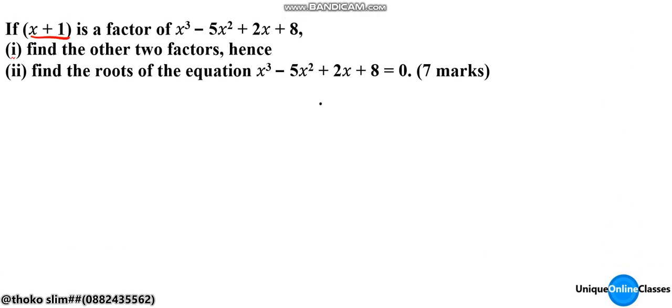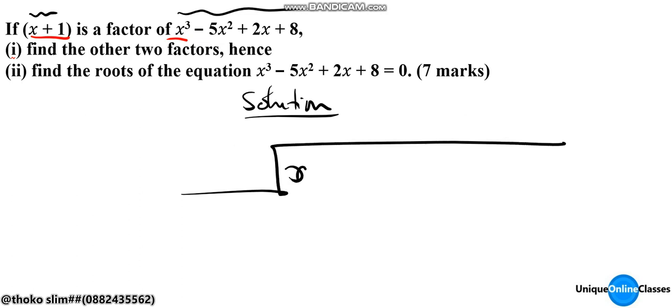If x plus 1 is a factor of x cubed minus 5x squared plus 2x plus 8, find the other two factors. So we should find the roots of the equation x cubed minus 5x squared plus 2x plus 8 is equal to 0. Solution: with the divisor x plus 1 and the polynomial, to find the other two factors, we're going to use the long division method.